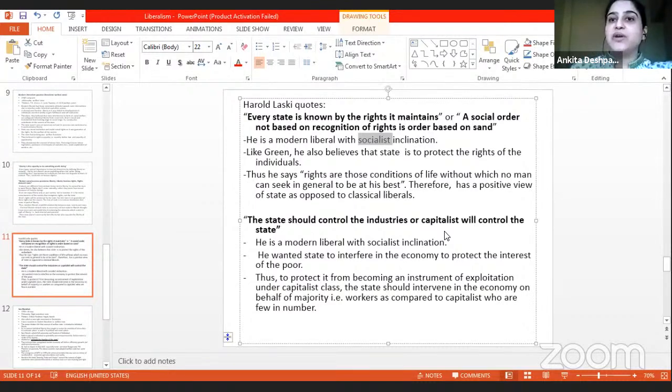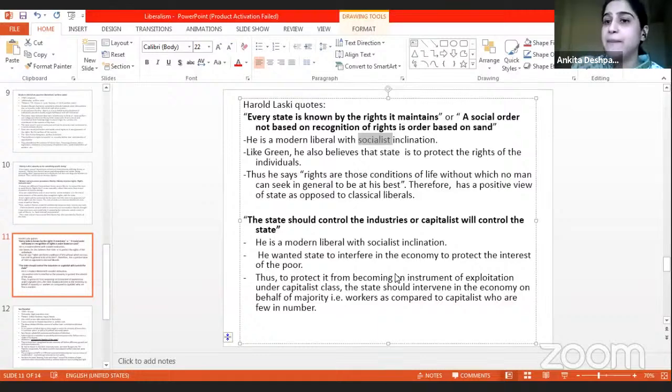Go back to Aristotle's concept of revolution. A revolution will happen and it will create chaos. That's exactly what happened when Karl Marx came up. Karl Marx also speaks about class struggle. What is class struggle? Between bourgeoisie and proletariat. It is the revolution that Aristotle talks about. So the state should control industries or capitalists will control the state, because capitalists are so powerful.